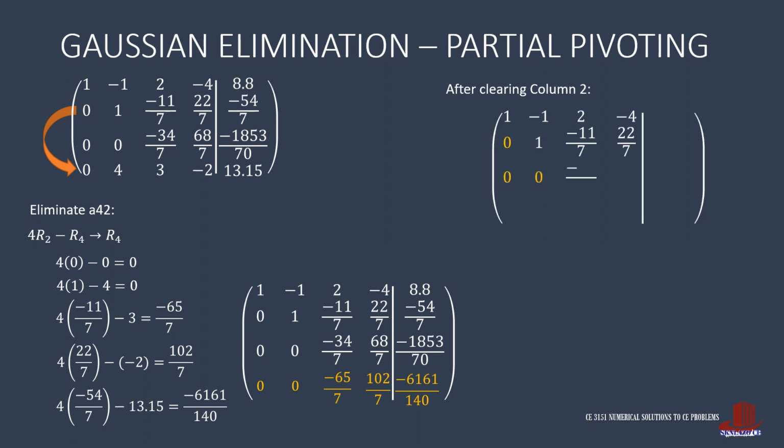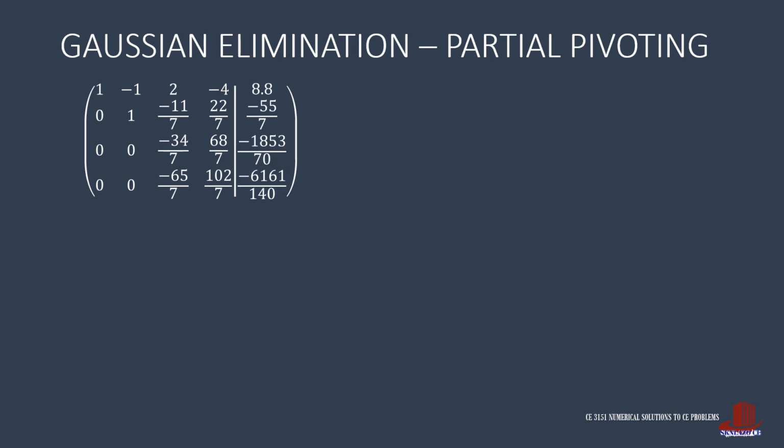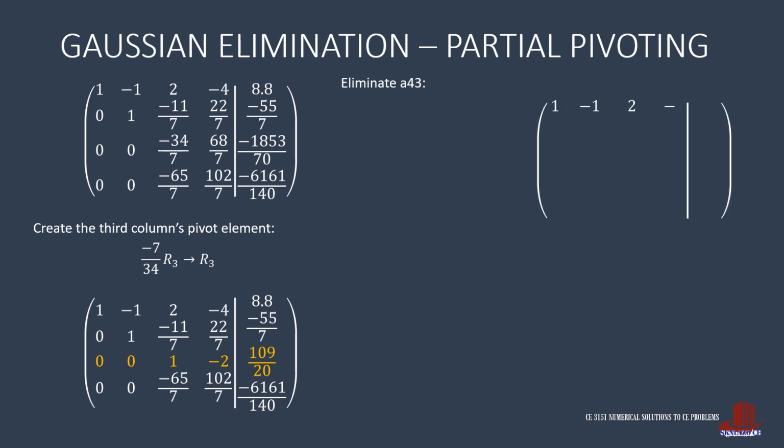So checking on the main diagonal, the only element left for us to zero out is that in row 4, column 3. Completing column 2 of the matrix, we move to find the pivot element for column 3 and have it with the operation negative 7 over 34 of row 3 as the new row 3. Continue with eliminating element 4,3 with the operation 65 over 7 of row 3 plus row 4 as the new row 4.